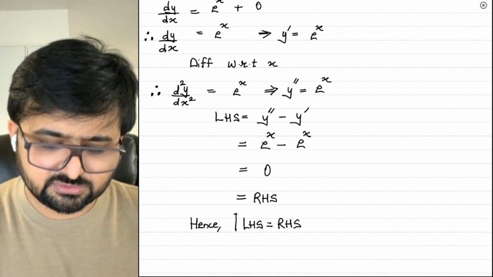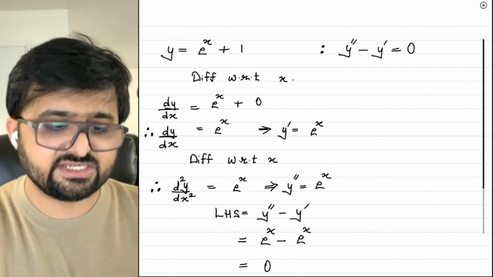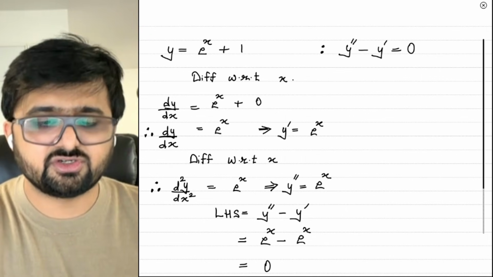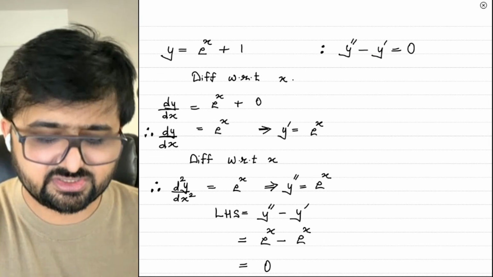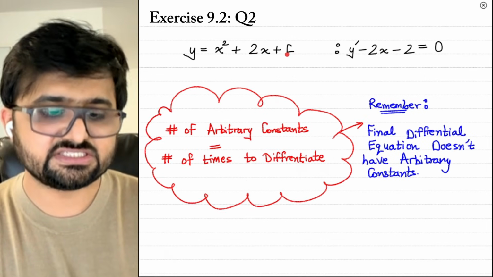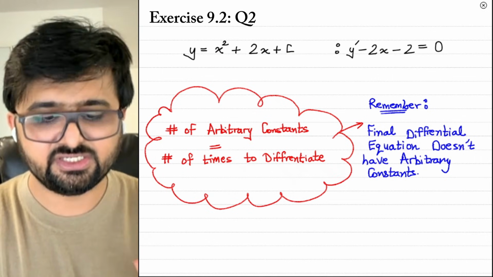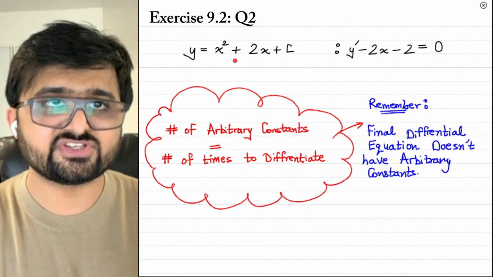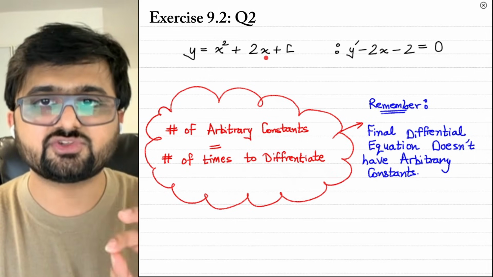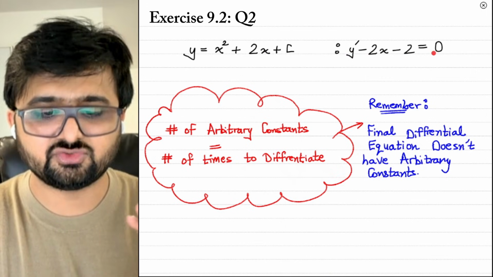Hence, we were able to prove that this equation on the left side here is a solution of this differential equation. All right, let's start with this example. Y is equal to x square plus 2x plus c. This is the equation in x and y that is given to me. And I need to prove that this equation in x and y is a solution of this differential equation y dash minus 2x minus 2 is equal to 0.